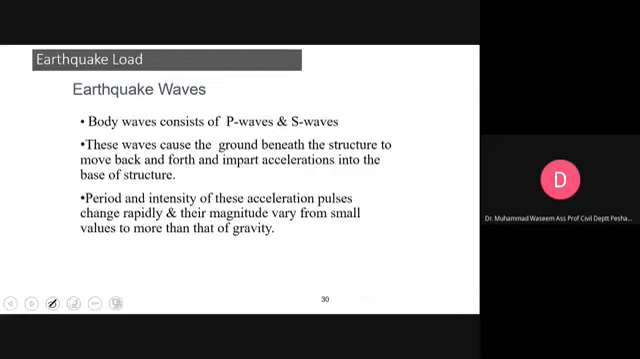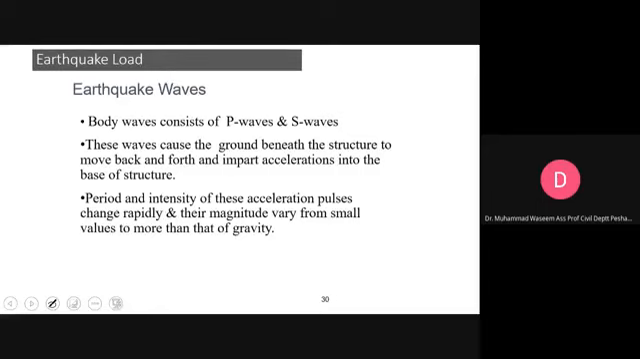What we experience as shaking is a result of these waves. There are two types of body waves. We call them P waves, or primary waves, and S waves, or secondary waves, also called shear waves. This slide is telling us that the shaking experienced by the structures and the people standing on the ground is due to the propagation of the waves. And not only these body waves, but there are also surface waves, and the surface waves are the Rayleigh waves and the Love waves.